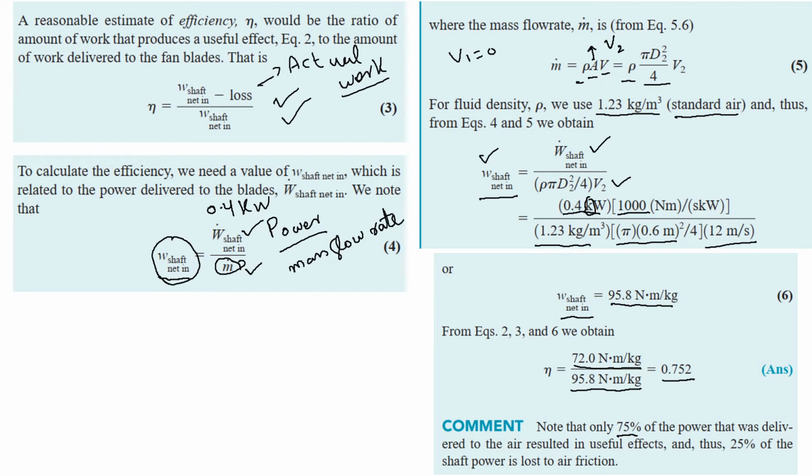In the comments they say to note that only 75% of the power that was delivered to the air resulted in useful effects, and thus 25% of the shaft power is lost to air friction, because we only considered the losses due to the fluid friction. So this 25% loss is the result of air friction. So this is what our efficiency in this case will be. I hope this was clear.